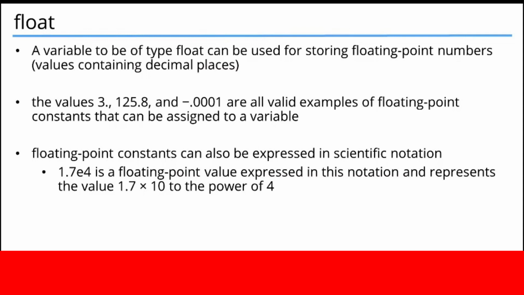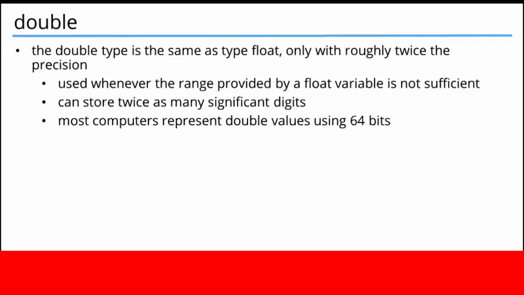A double is very, very similar to the float. It is a data type that stores decimal numbers, numbers with decimal places. The only difference is it's larger, so you can store large numbers in a double. That means it uses more memory. So you want to use a double whenever the float is not sufficient.